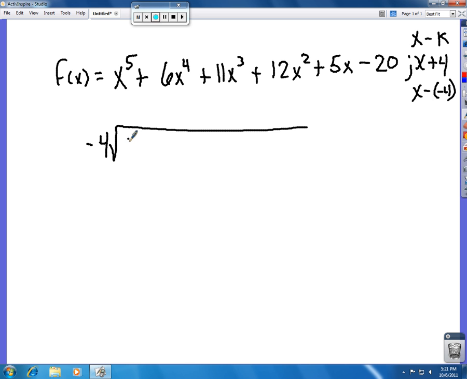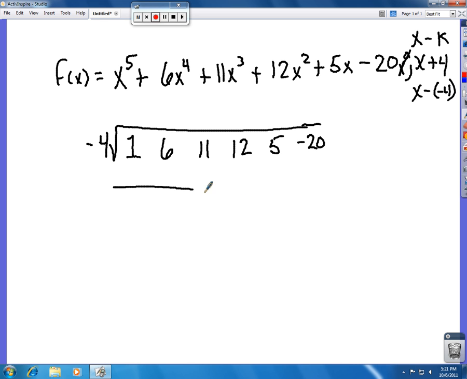x to the fifth, you don't see it, but you have a 1 there. The fourth is a 6, the third is an 11, the second is a 12, the first is a 5, and the 0 is a negative 20. And when I say 0, it's because you actually have a variable to the 0 power, but anything raised to the 0 power is 1, so technically you don't have to write it.